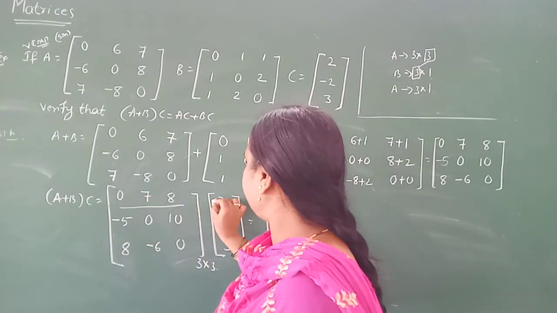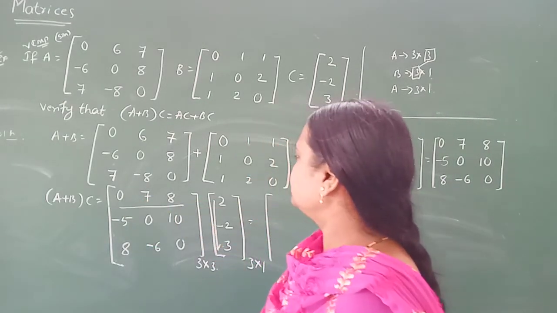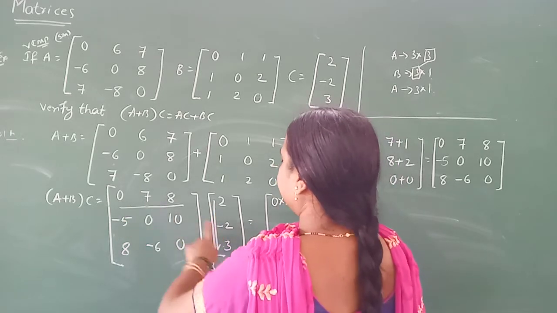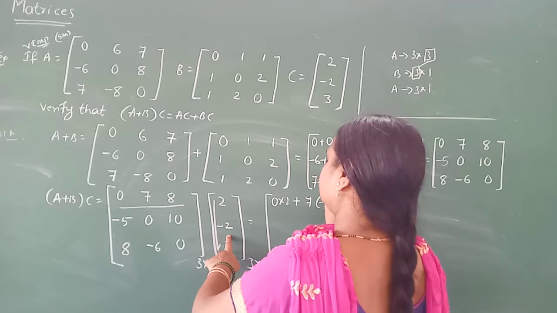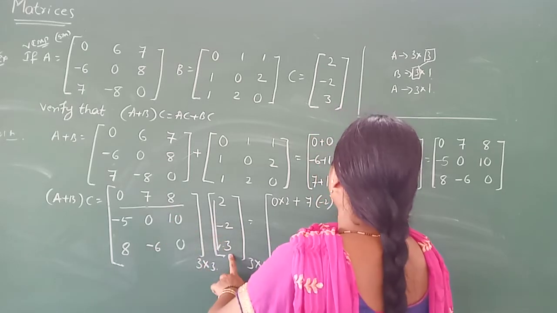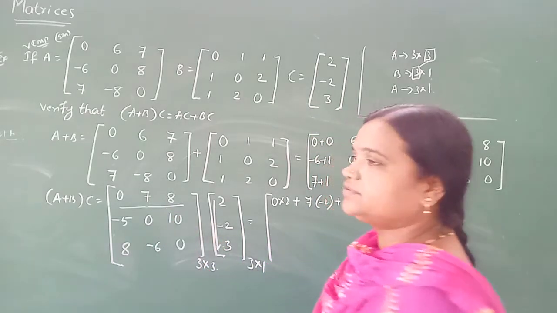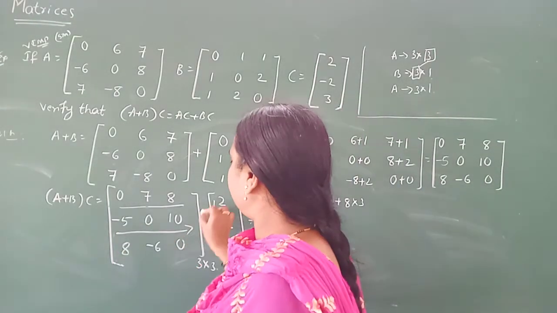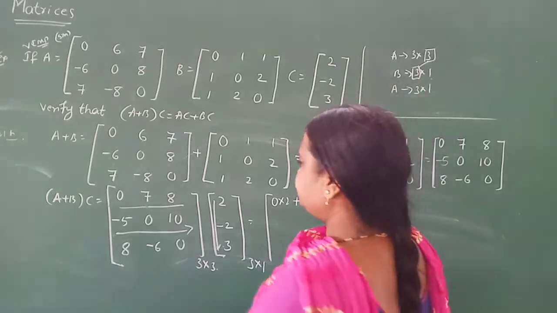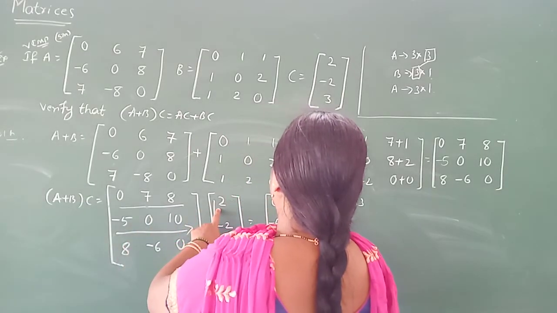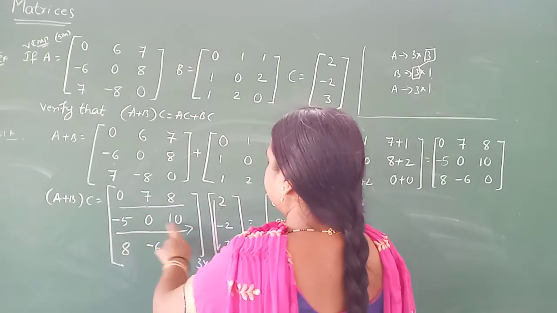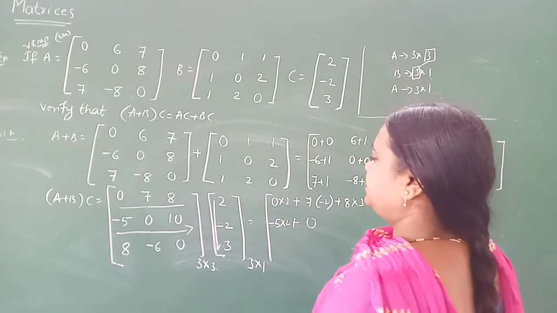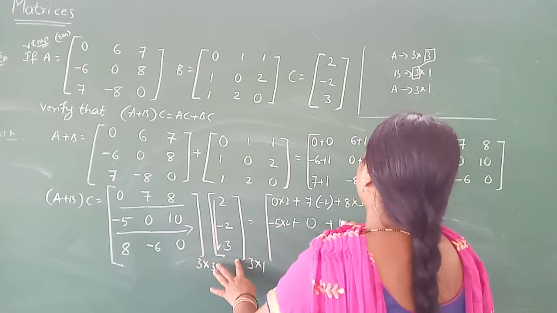First row with first column. 0 into 2 plus 7 into minus 2 plus 8 into 3. First row, first column. Next, second row, first column. Minus 5 into 2, minus 5, plus 0 into minus 2. 0 into 2 is what? 0. 10 into 3.